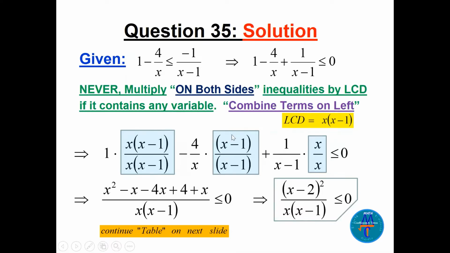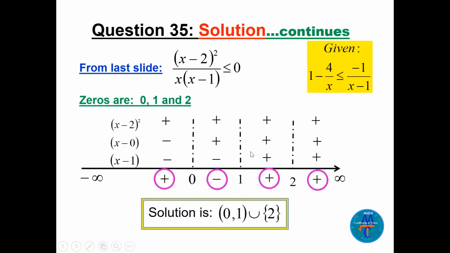In the middle, I multiply by x minus 1. In the last term, I multiply by x up and down. And this is less than or equal to 0. Simplify all this, you will get x minus 2 squared over x minus 1. So we have to make now a table of signs. That's the given, and this is after we rearrange it.